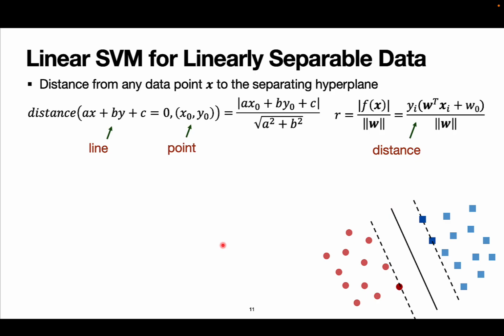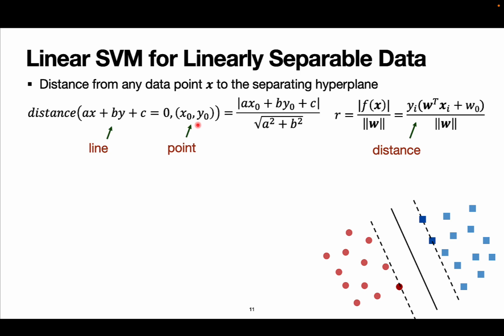Suppose we have the equation of a line which is given by ax + by + c = 0, and a data point like (x0, y0) somewhere in the plane. A natural question from coordinate geometry is, what is the distance from this point to the line?